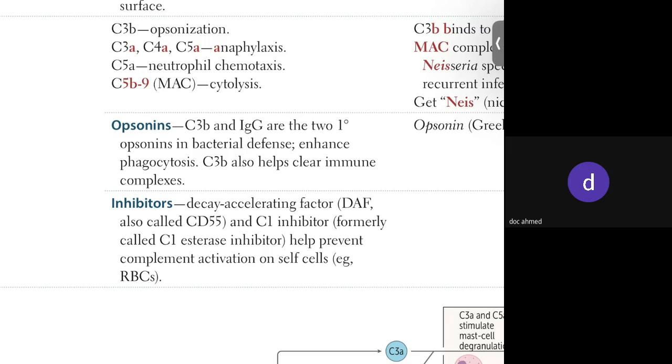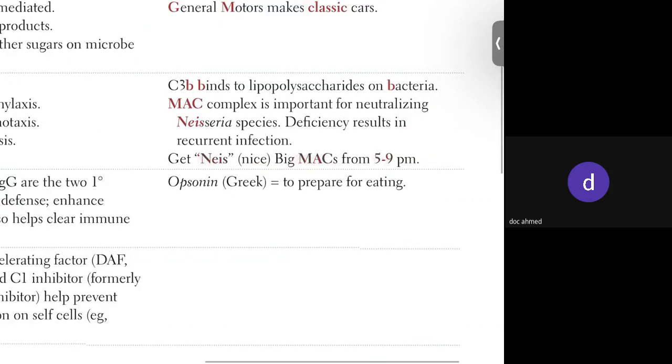C1 esterase inhibitor, we discussed, is going to inhibit your complement system, but what's the other function? Degrading bradykinin. If you have a deficiency, it's going to lead to angioedema, hereditary angioedema. Is it clear?